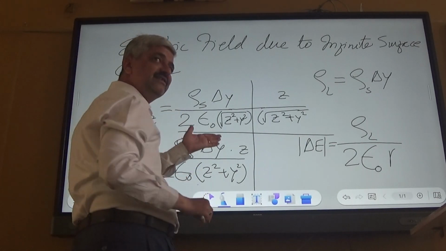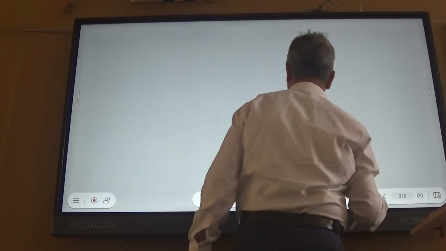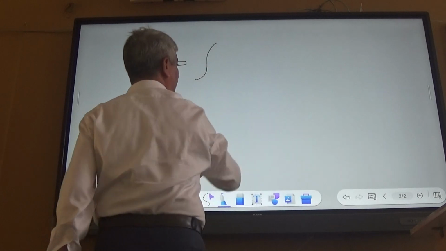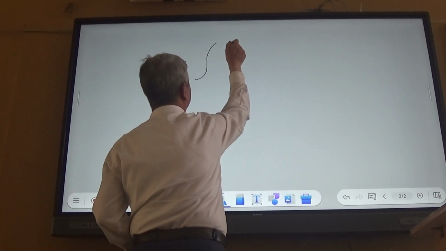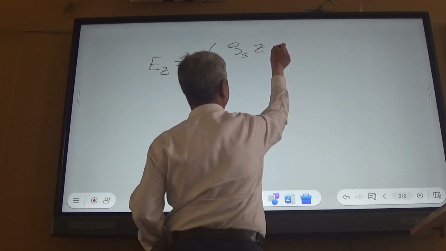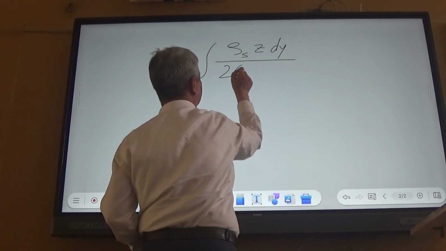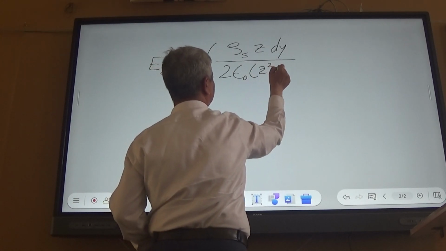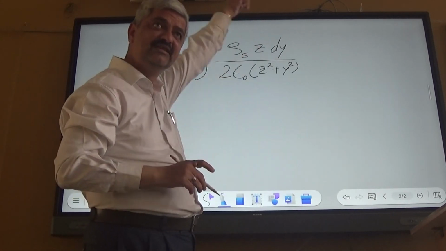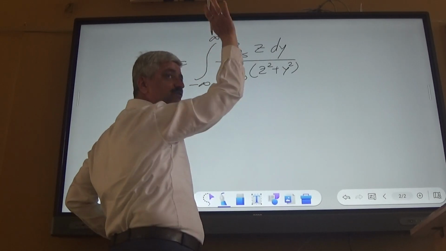So what is Ez? It's summation and integration. So Ez would be integration of rho S Z dy upon 2 epsilon naught z square plus y square. And what are the limits of y? Minus infinity to infinity, right? Minus infinity to infinity. Is it okay?